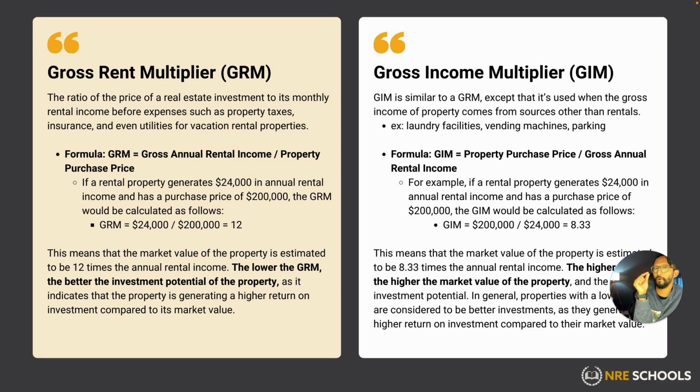We also have gross income multiplier. This is GIM. The difference between GRM and GIM is that this includes multiple income sources, such as you got a rental unit and they pay extra monthly for parking, or maybe there's a coin-operated laundry on premises, so you got income from that coming in as well. So if you got multiple sources, you're using the gross income multiplier. If it's just the rental income, it's the gross rent multiplier.